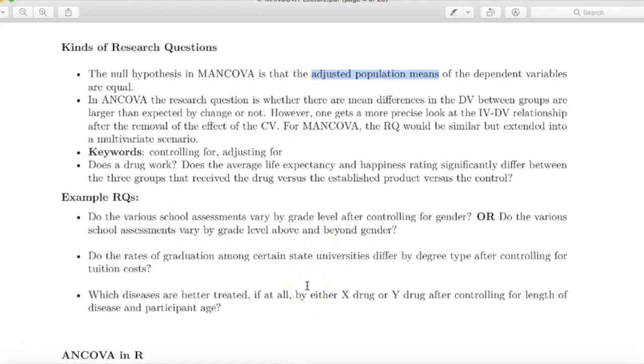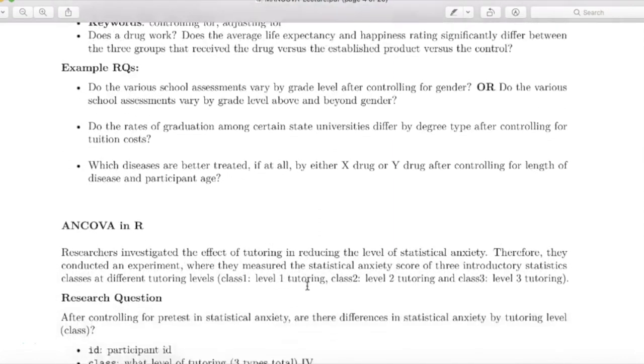Do the rates of graduation among certain states differ by degree after controlling for tuition cost? Which diseases are better treated, if at all, by either X drug or Y drug after controlling for the length of the disease and the participant age? So this one actually has two covariates, which is probably more realistic.